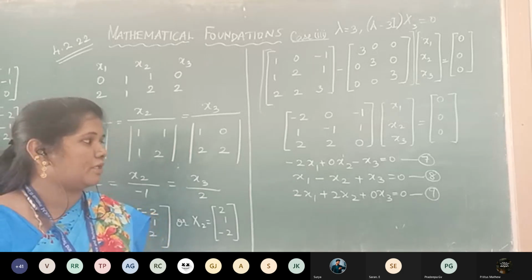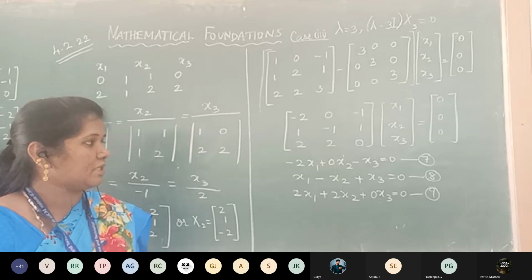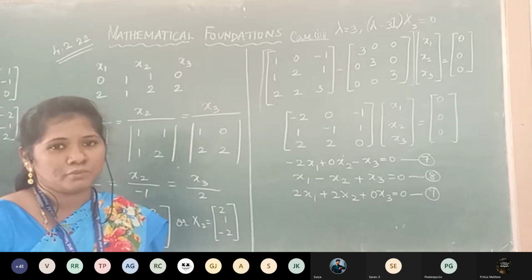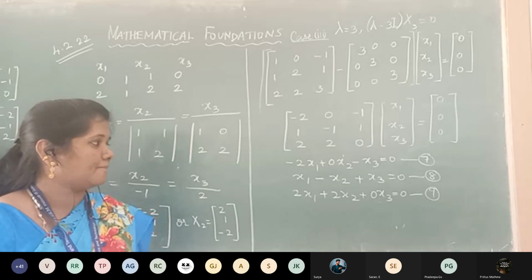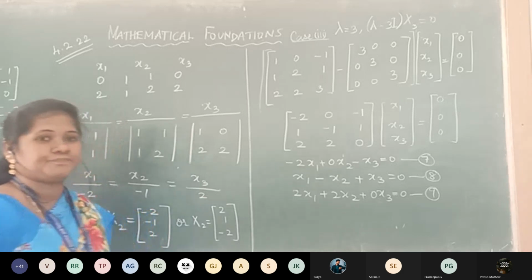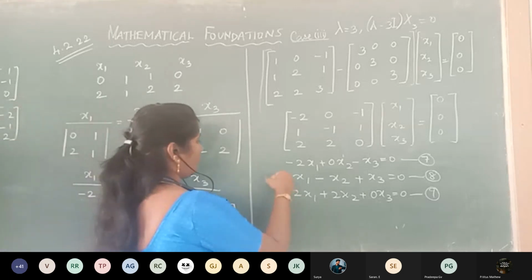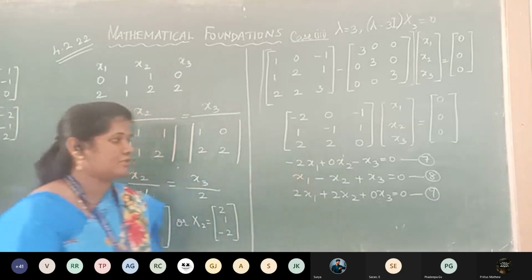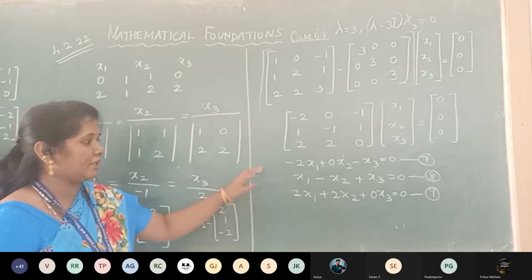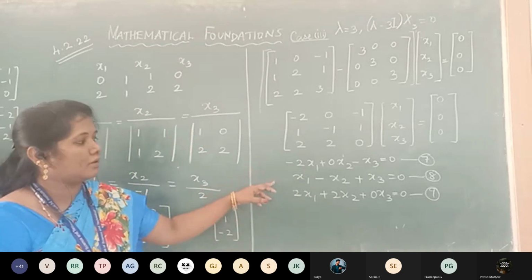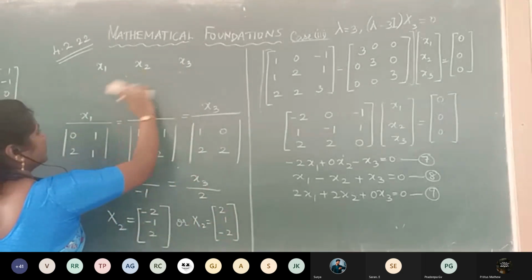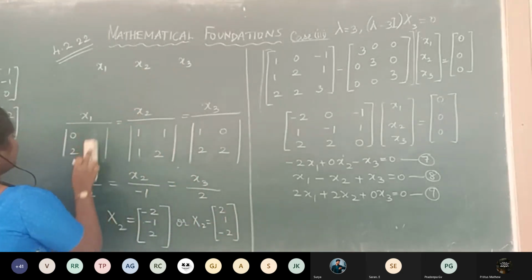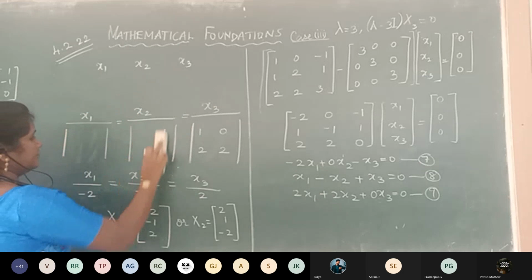Which 2 equations do you want to take? 7, 8 or 7, 9? Whatever equation you want to take, you can take. All are different, so you can take any equation. You can take 7, 8 or 8, 9. We'll take 7, 8 itself.